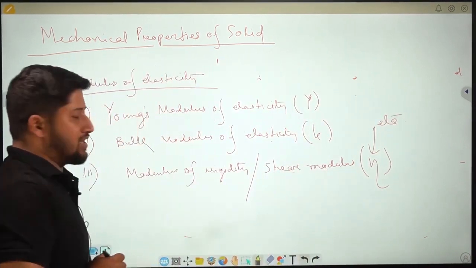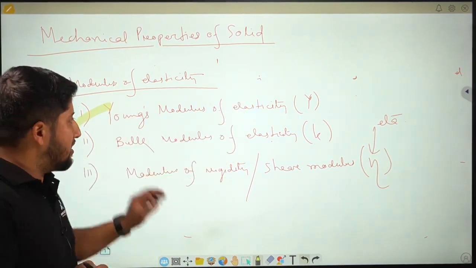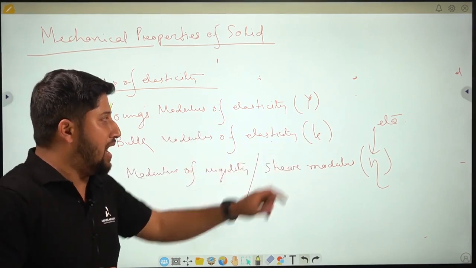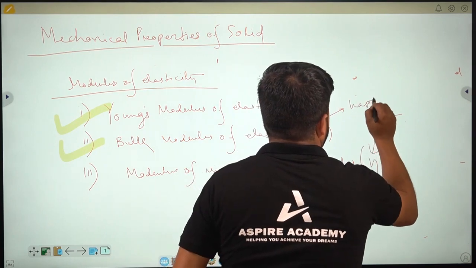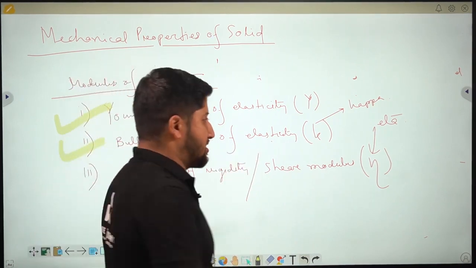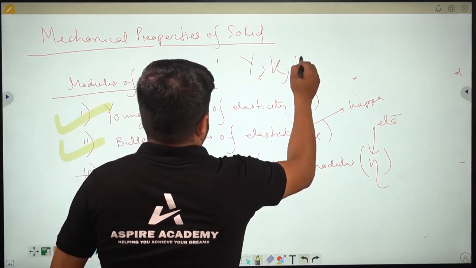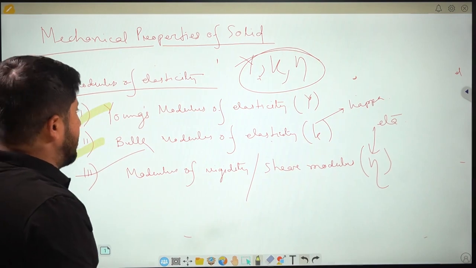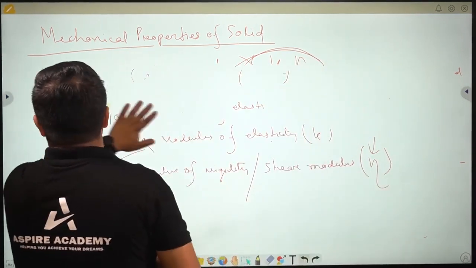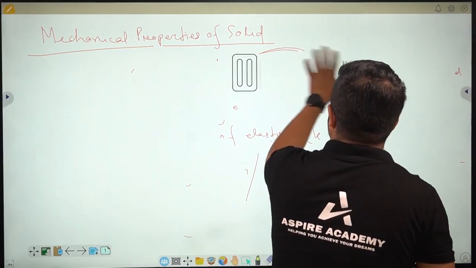There are three types of modulus of elasticity. One is Young's modulus of elasticity, which we term capital Y. The next one is bulk modulus of elasticity, called kappa. The third one is modulus of rigidity, or shear modulus, called eta. The three terms are Y, kappa and eta. These are the three moduli of elasticity in terms of the mechanical properties of solids. Now one by one we will explain these three moduli of elasticity.